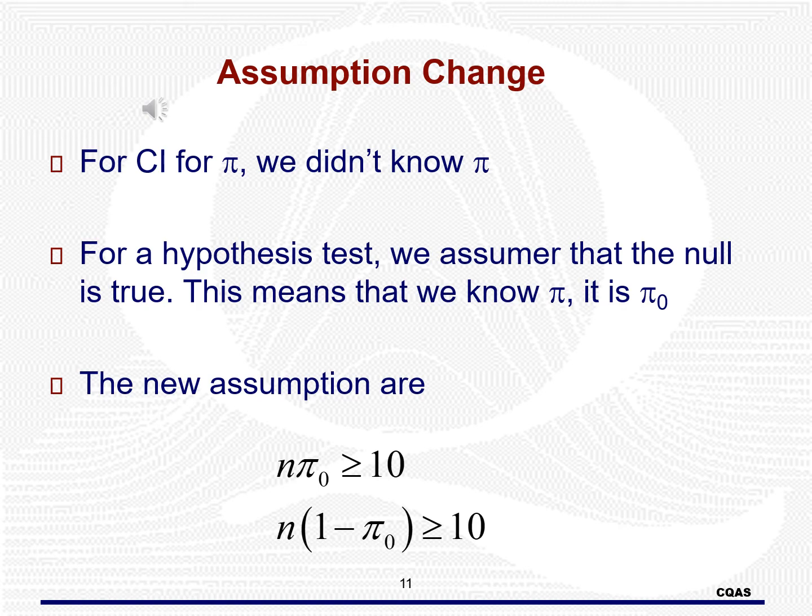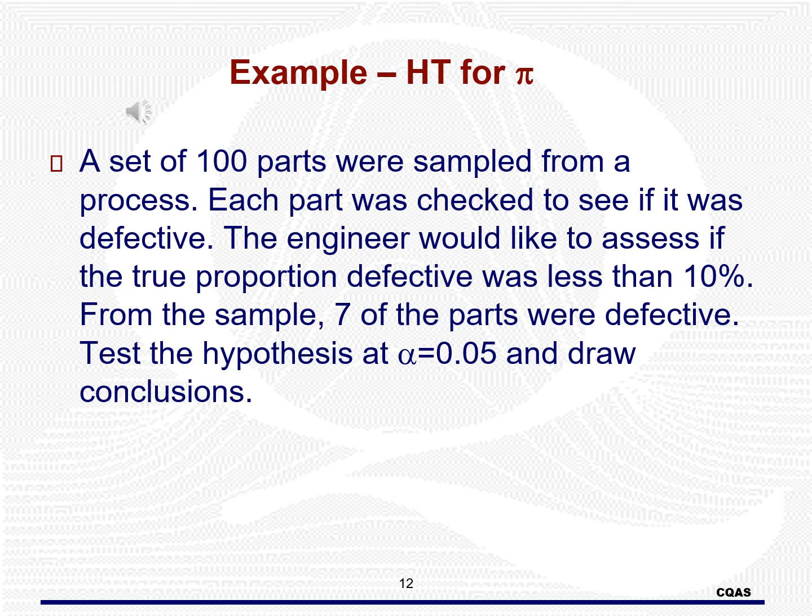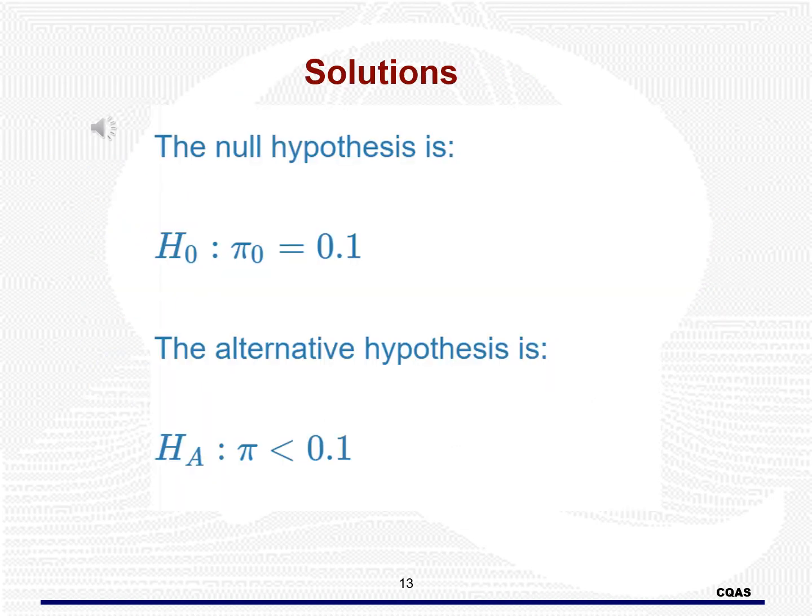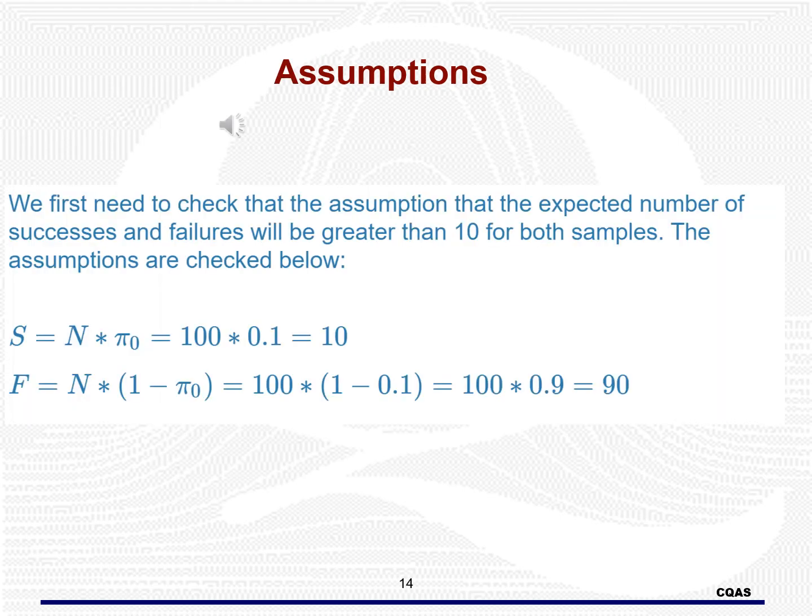Let's do an example. Now let's create a hypothesis test for pi. Recall that pi is a measure of center like the mean. This means that we will build the test statistic and hypotheses in the same manner. Let's first look at the test statistic. Here are the null and alternative hypotheses. Now let's look at the assumptions. Since both are greater than or equal to 10, we can assume that the assumption is met.